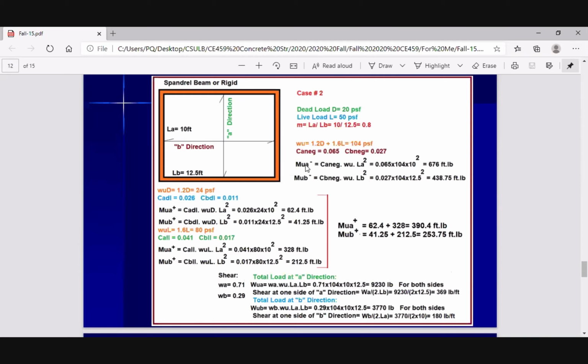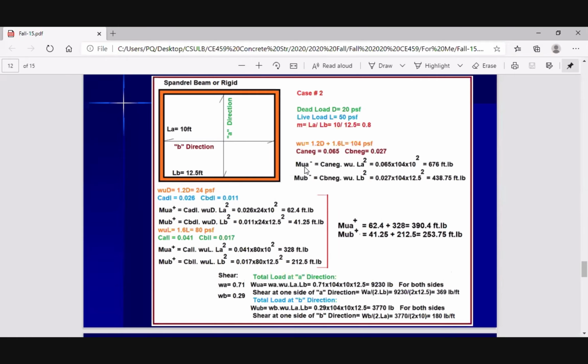Just I put this negative to make that clear that we are talking about negative moment at A. So negative A direction, negative moment, negative moment. About these two negative moments. Okay, and for B direction, this is B direction, negative moment, negative moment. Okay, how can I find that?